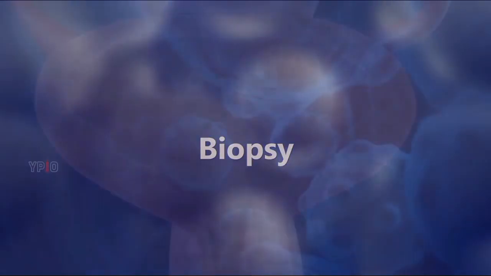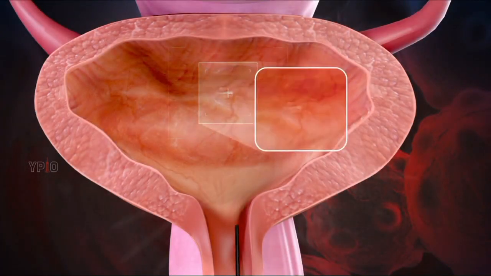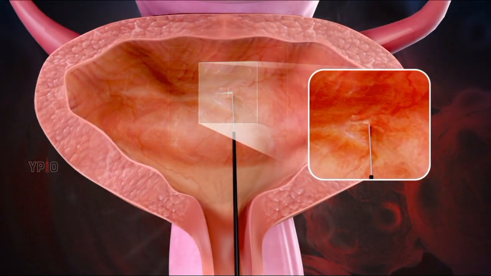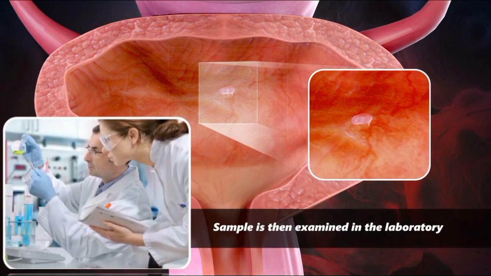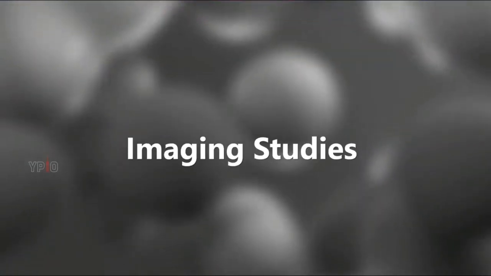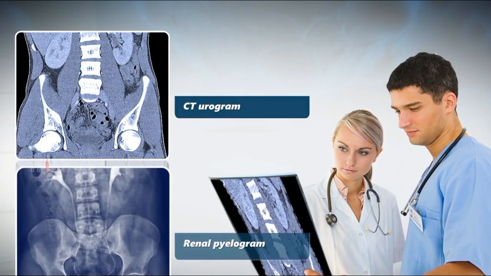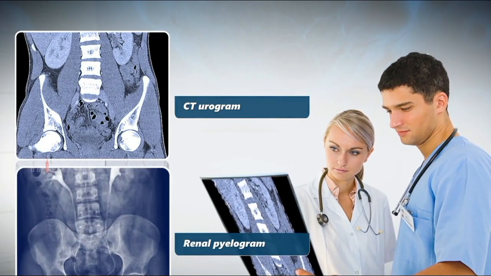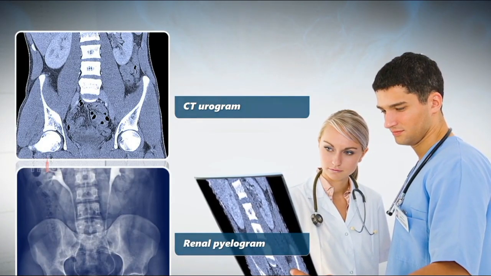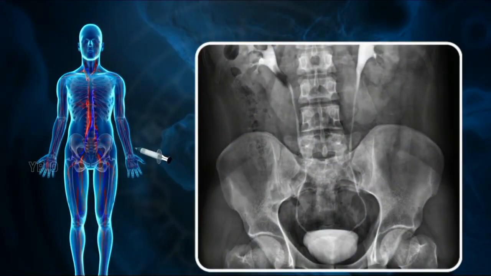Biopsy. A sample of tissue may be obtained with the help of instruments inserted through the cystoscope. The sample is then examined in the laboratory. Imaging studies. Your doctor may order imaging tests such as a CT urogram and a renal pyelogram for a detailed view of the structures of the urinary tract. Contrast dye is injected to enhance imaging.